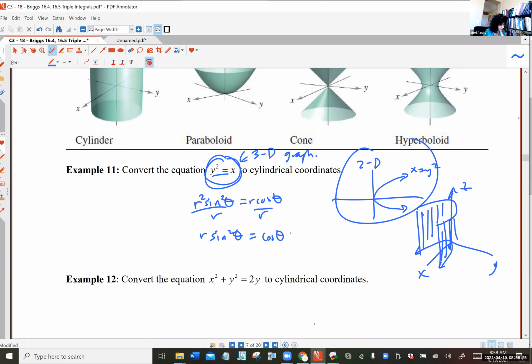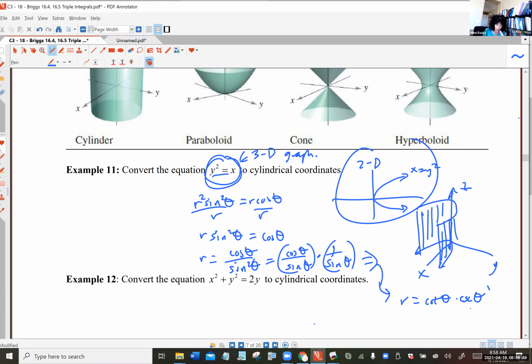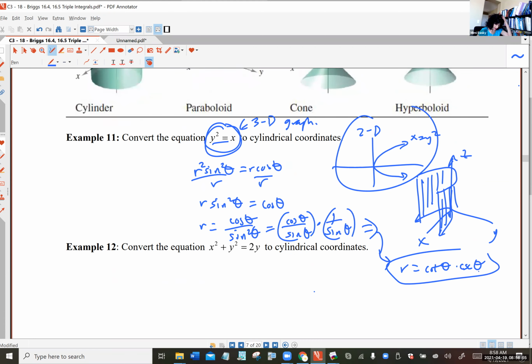And then typically they like you to solve for r just to clean it up. So if you divide both sides by sine squared, and then you realize that cos over sine squared is cos over sine times 1 over sine, then you could rewrite this as r is equal to, let's see, cos theta over sine theta is what? Cotangent times 1 over sine, I believe, is cosecant. Okay, so there you go. But there's no z there. Well, yeah, because it would be a cylindrical surface.